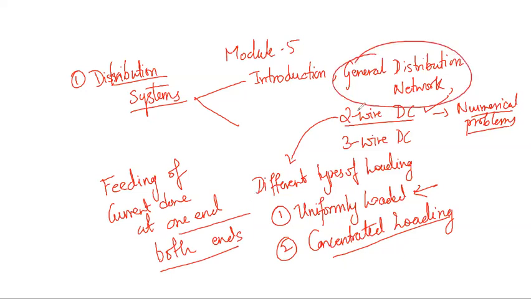And in this general distribution network, the next topics are the requirements, types of distribution, and later the design consideration. These are the three things, and along with that you have the AC distribution system. So this is the main syllabus here.